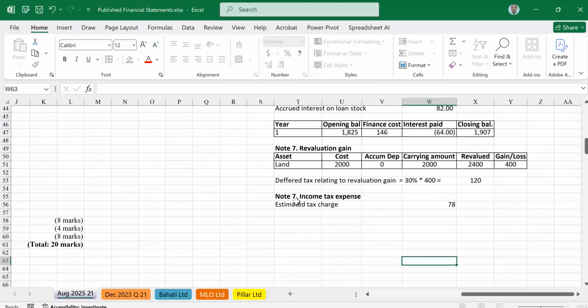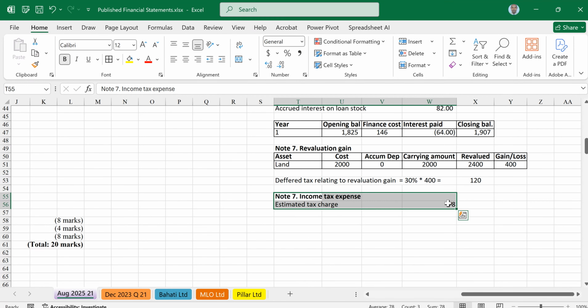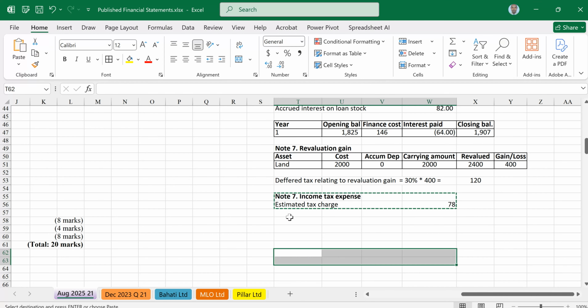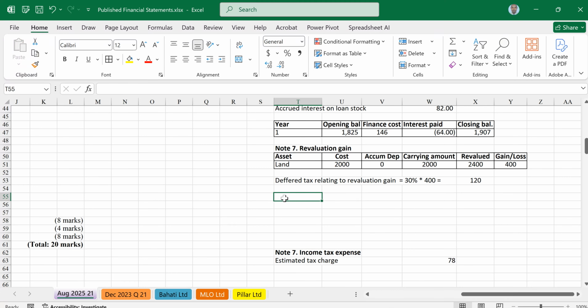We don't have this again. So cut this down and do a note 8, deferred tax. Deferred tax account. Start with the balance brought down.